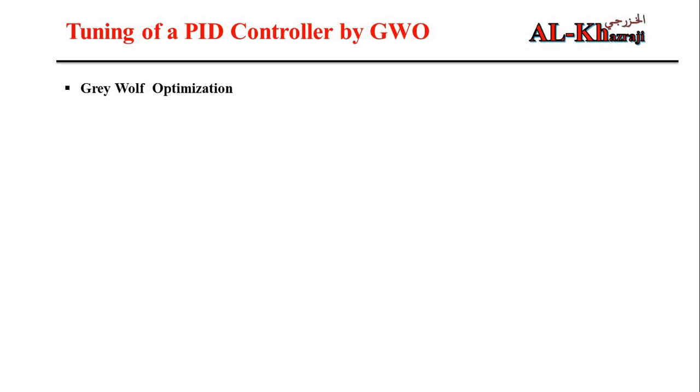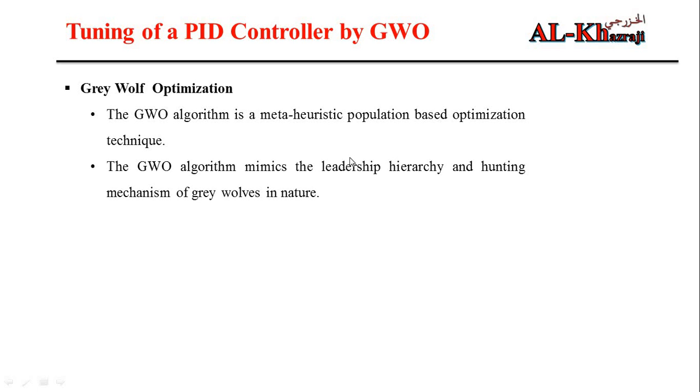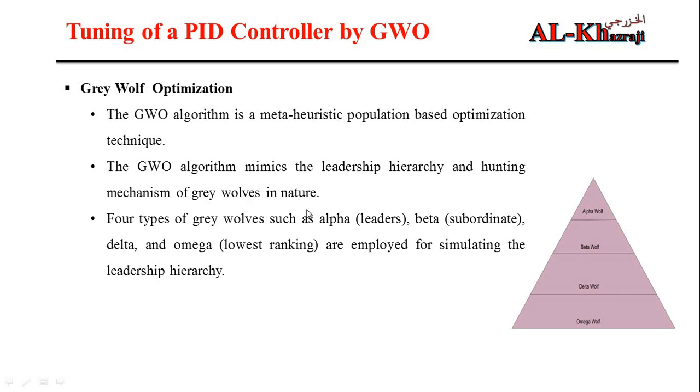Now, gray wolf optimization is the optimization technique that we will use in this video to optimize the PID controller. The gray wolf optimization is one of the meta-heuristic or swarm intelligence optimization techniques. It mimics the leadership hierarchy and hunting mechanism of gray wolves in nature. The idea of hunting in the gray wolf is to divide the group of wolves into four groups. The first is the alpha, they are the leaders. They have the highest knowledge and experience of how to hunt.